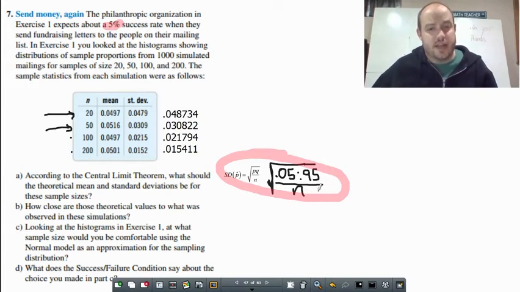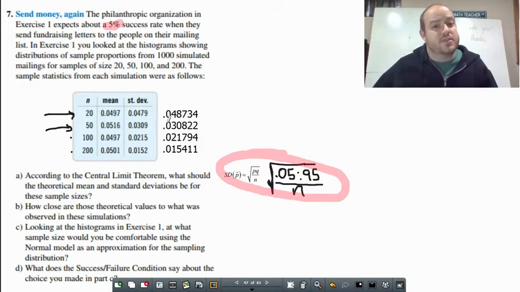We have now done that. The theoretical mean for all of them would have been the same of 0.05, and here would be the list of the standard deviations. For part B, it says how close are those theoretical values to what was observed in these simulations? So notice this first one is off by almost 0.001, all right?